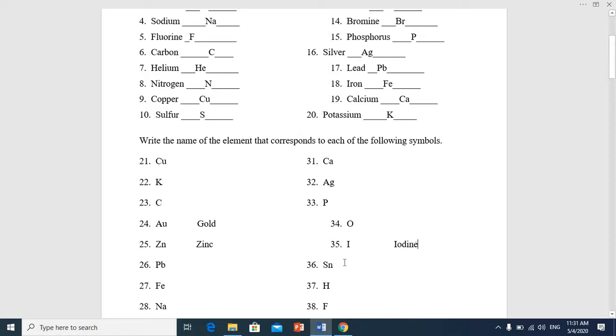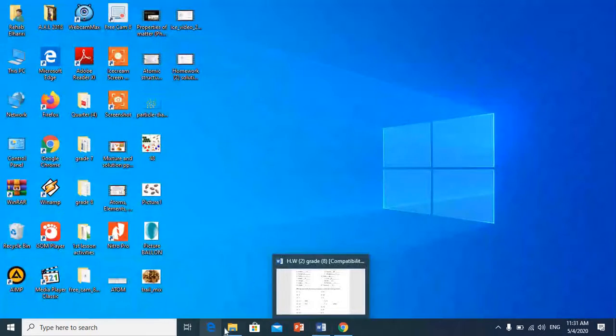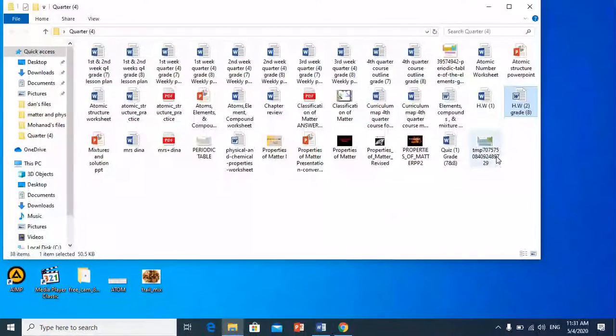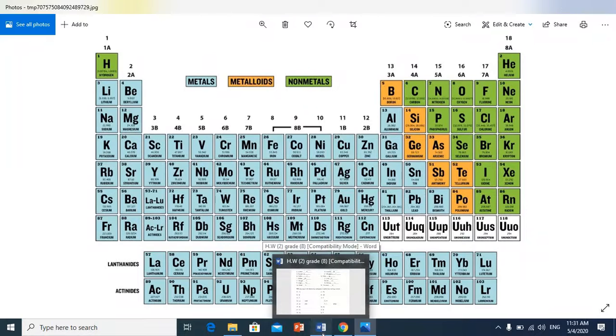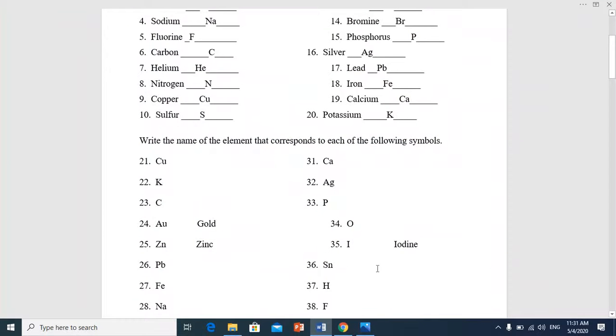And Sn, as I said before, you can use your periodic table to find the answers. So Sn, where can we find it? Yes, you can find it here. It is tin. Tin is called Sn. So we have to write tin here.